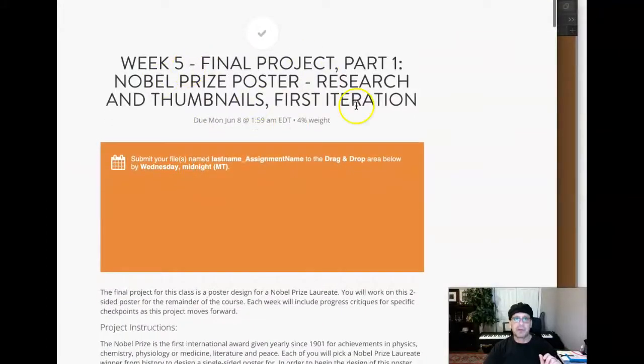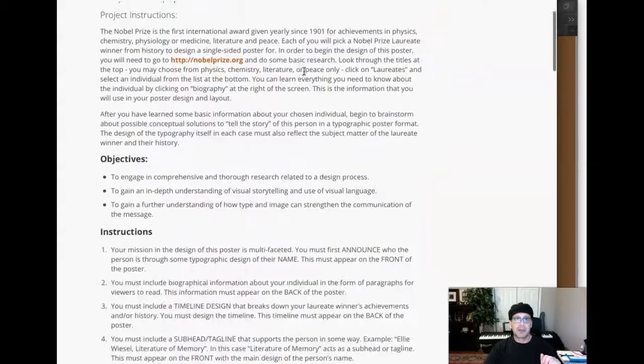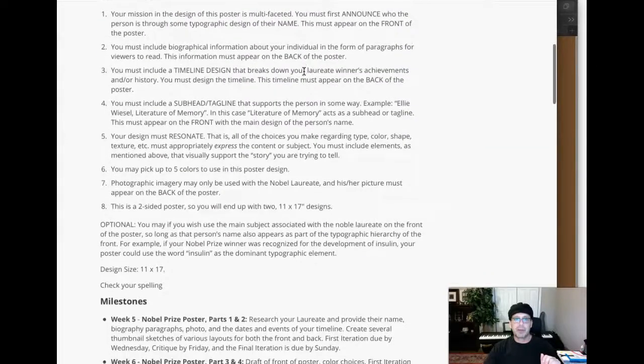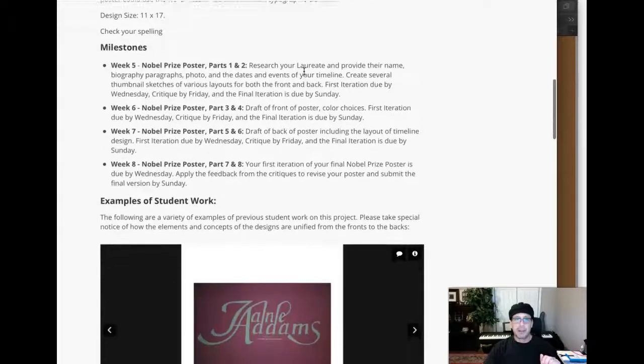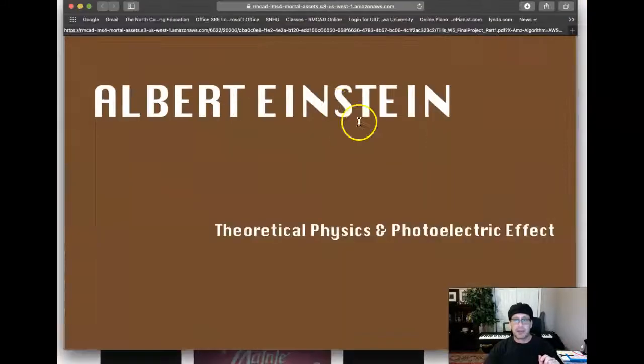So we jump over here to the spec sheet or the assignments page, and we jump down. We've got all our instructions, objectives, requirements, etc. Blah blah blah. Right, and then we get down to the bottom of the page where milestones are, and this is where a lot of students went wrong. This is what's due for week 5. All right, researcher, laureate, provide their name. So we have their name.